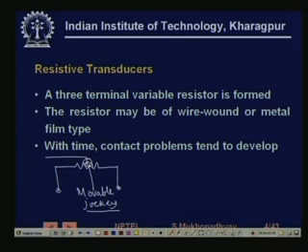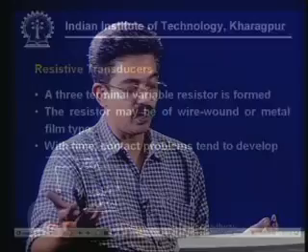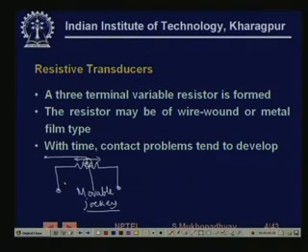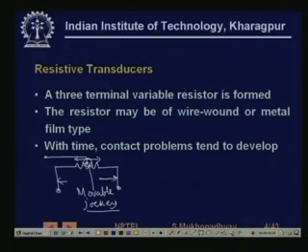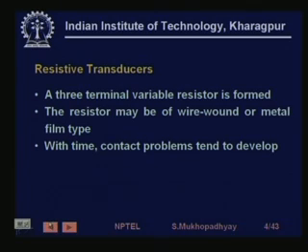Now, obviously as this moves, it can move either in a linear fashion or in an angular fashion. As it moves, naturally the resistance between these 2 terminals will change. So, it can work either as a resistance or as a voltage divider, in which case if you supply a fixed voltage across it, then the voltage across these 2 terminals, this is V out, will change as you move the position. So, basically this principle is what is used for resistive transducers.